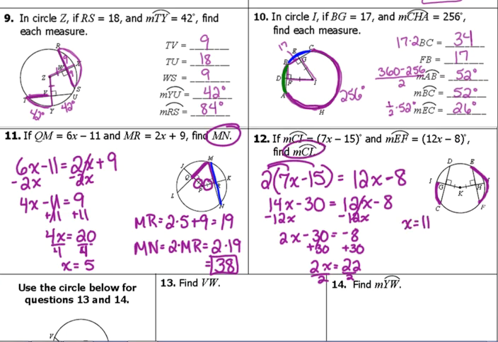Didn't want x, the measure of arc CI. Well, that's good because we don't have to do an extra step here. We just need to plug that in. We have an expression for CI. 7 times x minus 15. So that equals 62. And it's an arc. Put those degrees on there.